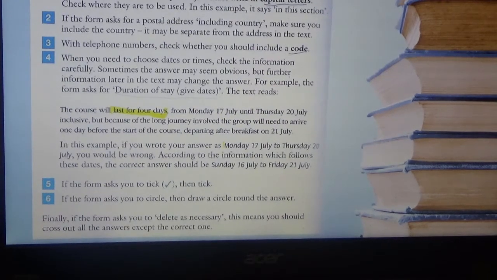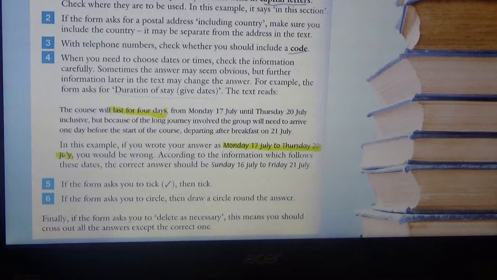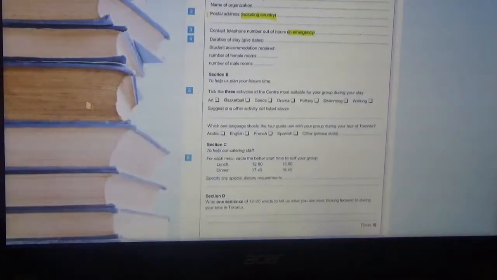You must take extra care in dealing with items like this, or lines in reference passages like this. You would be wrong. According to the information which follows, the correct answer should be Sunday, 16th of July to Friday, 21st of July. So that falls here. For duration of stay, it says give the details. All these are mentioned in the passage.